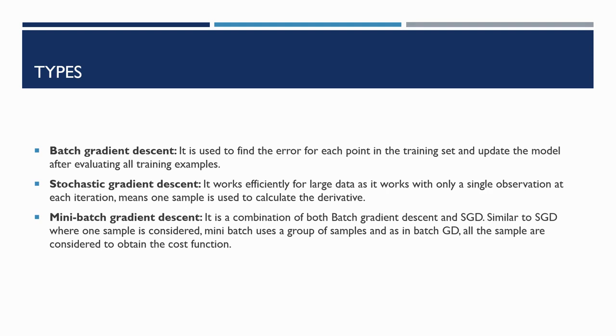Stochastic gradient descent is faster and more efficient than batch gradient descent. Mini batch gradient descent is a combination of both batch gradient descent and stochastic gradient descent.